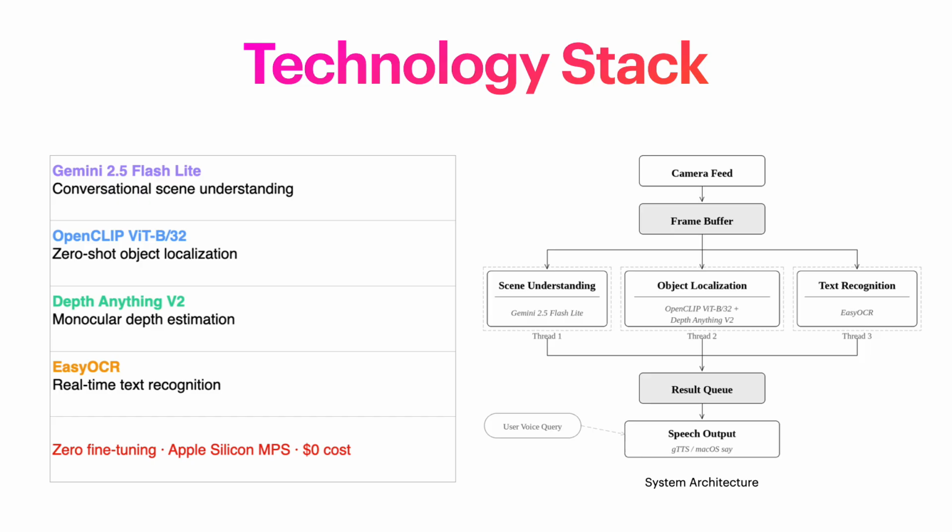Moving to the tech stack I built under the hood, the system uses four models working together. Gemini 2.5 Flash-Lite is the brain. It understands the scene and holds a full conversation. OpenCLIP handles zero-shot object localization, meaning it can find any object you describe without any training data. Depth Anything V2 estimates how far things are from a single camera, and EasyOCR reads any text in the frame. The key point is that this requires zero fine-tuning and it runs entirely on my MacBook and it costs me nothing.